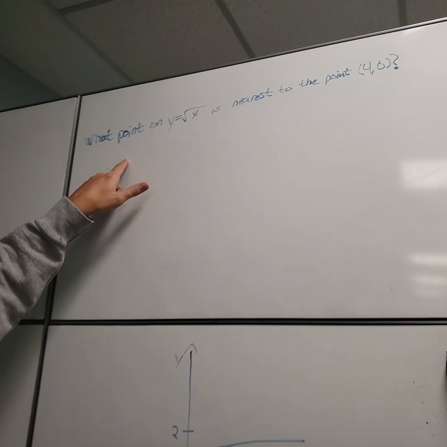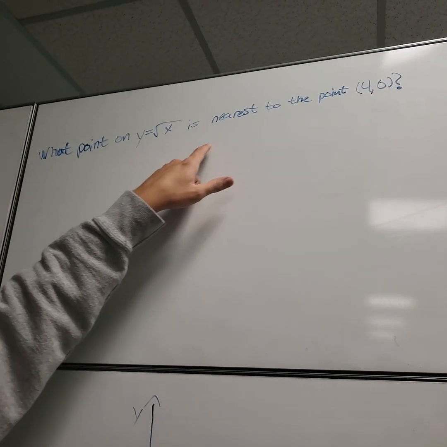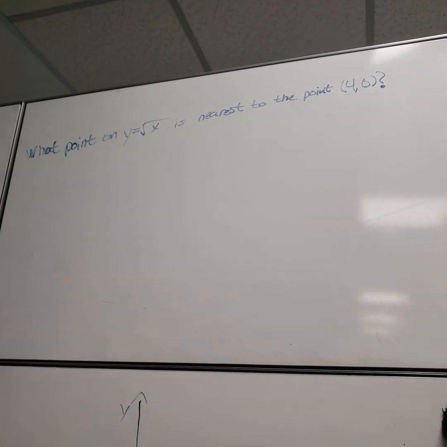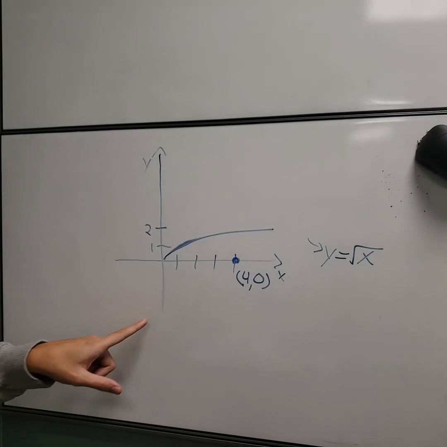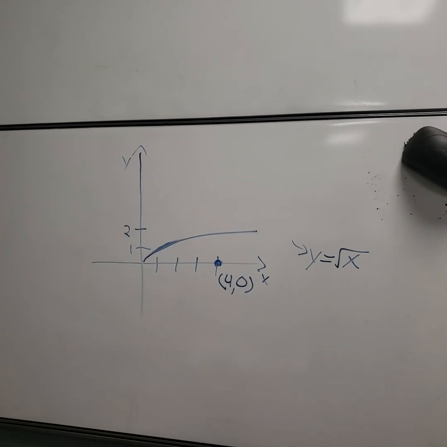We were asked what point on y equals square root of x is nearest to the point (4, 0). Here's a little graph to show you what's going on.